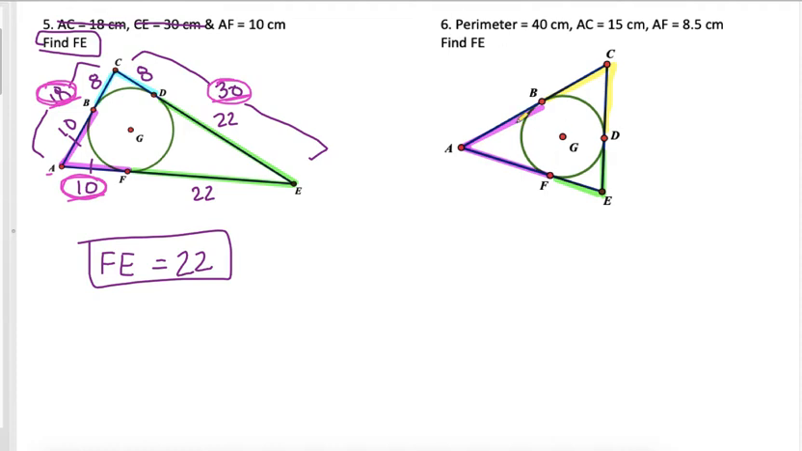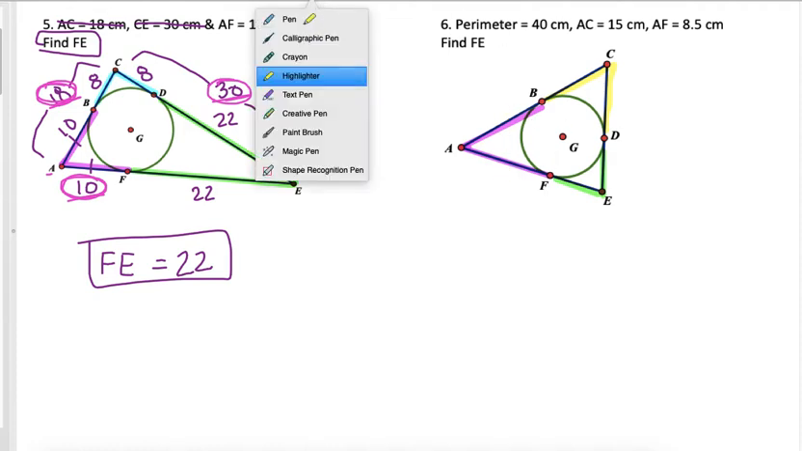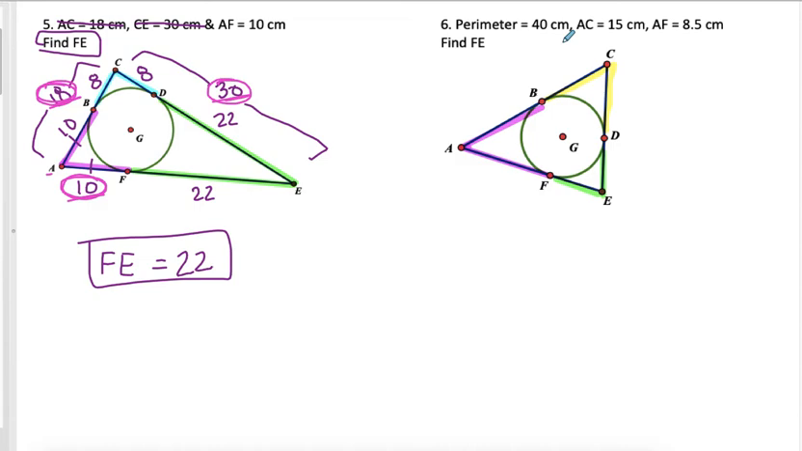So again, on these sides, pink matches pink, yellow matches yellow, green matches green. So they do tell us that the perimeter is equal to 40. Okay, so that means I know all of these add up to 40. A to C, okay, they're giving us this entire piece, is 15. A to F is 8.5. Okay, pink to pink, here's 8.5 as well. And our goal is to find F to E.